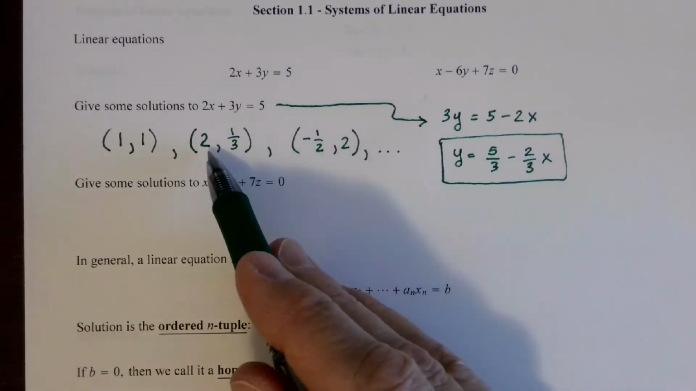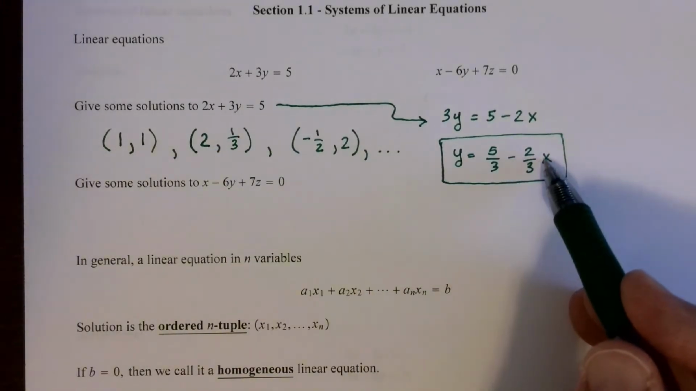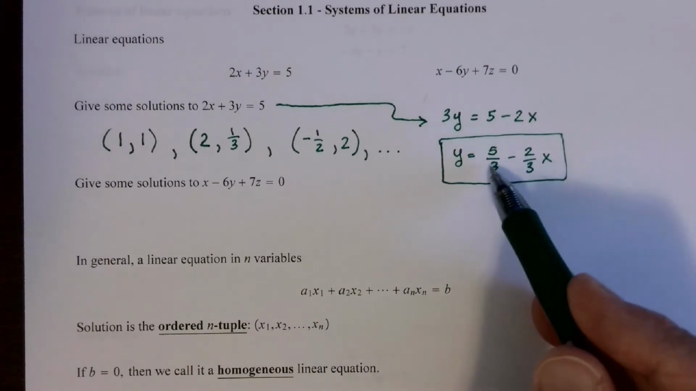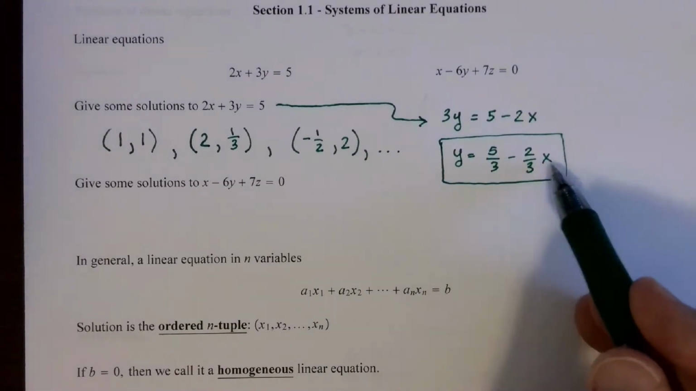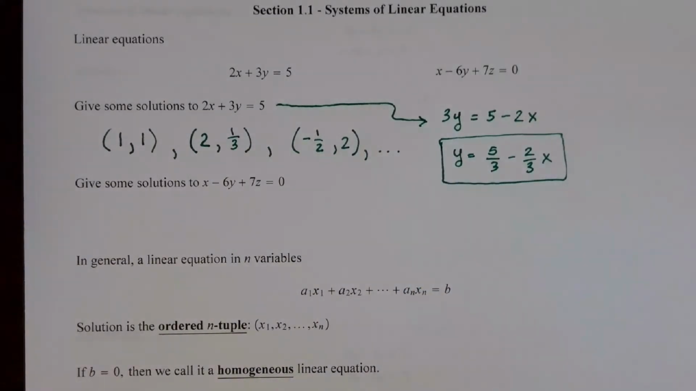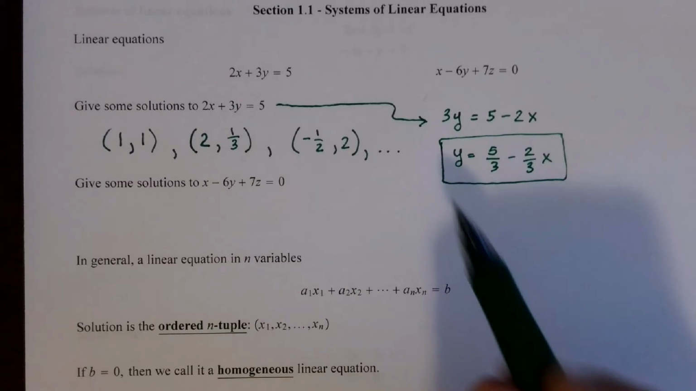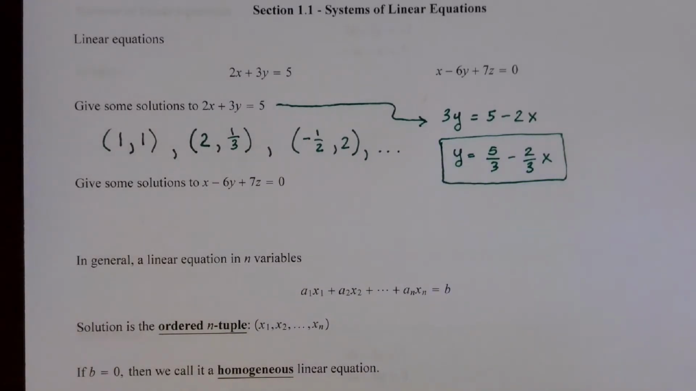If x is equal to 2, I get 5/3 minus 2 times 2, 4/3. 5/3 minus 4/3 is 1/3. That gives me that value, and so on, right? So I can generate that list. So a lot of times this is the way we think about that relationship in an easier manner.